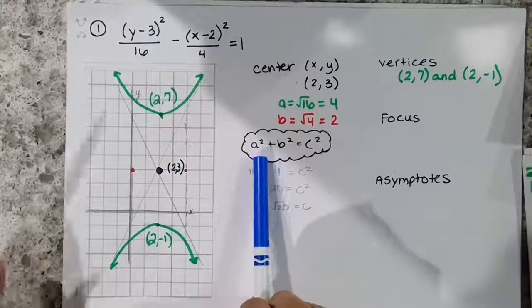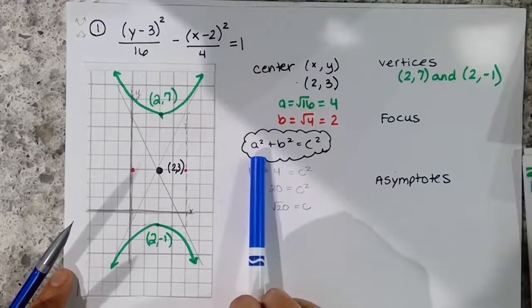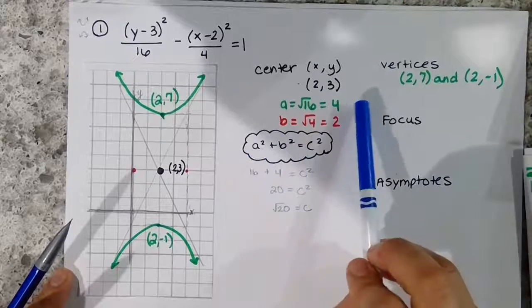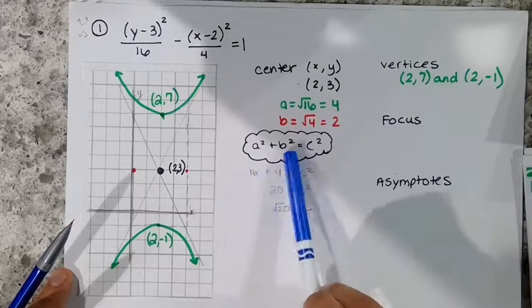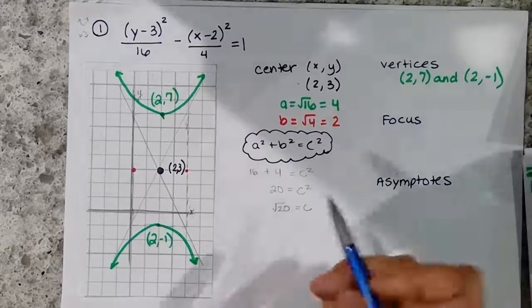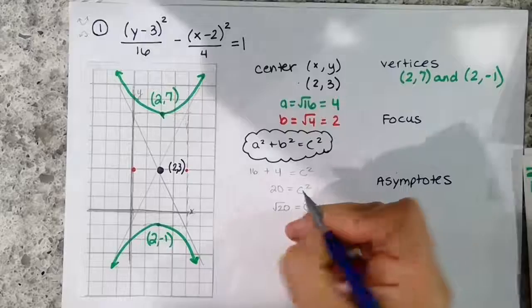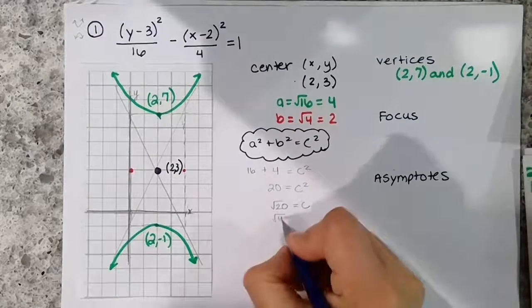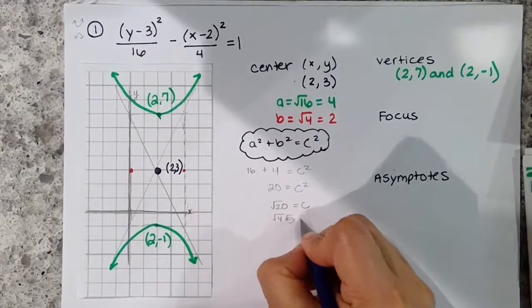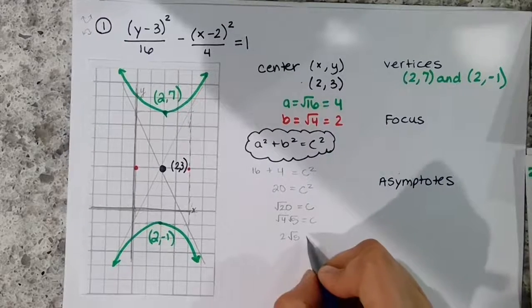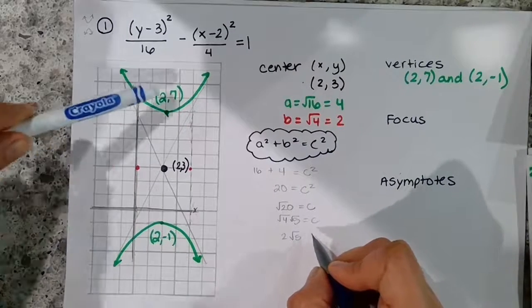So I looked at my formula sheet and found for hyperbolas, a squared plus b squared equals c squared. So a squared is 16, b squared is 4, equals c squared. Do the math and solve. And so c is the square root of 20, simplify that. So that simplifies into 2 square root of 5.